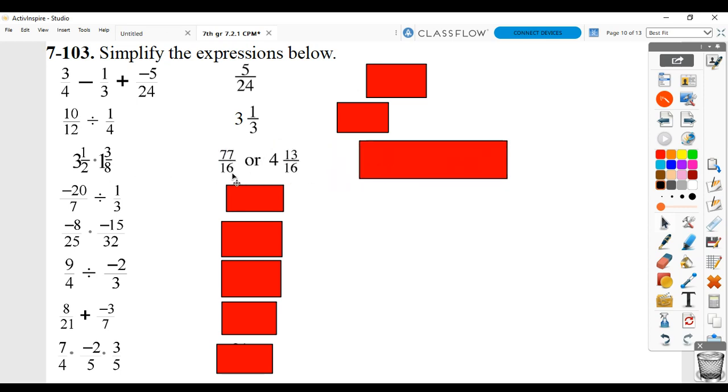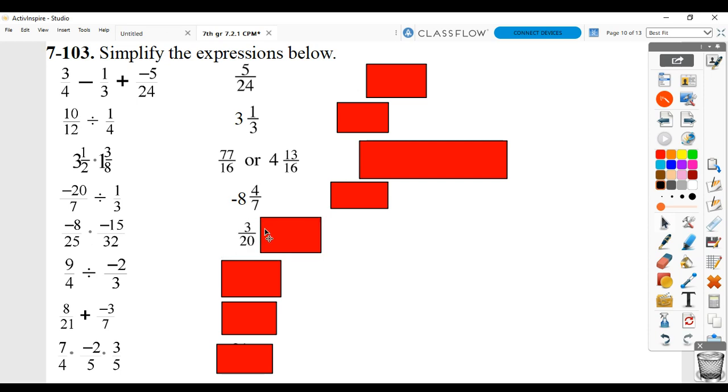You get 77/16, but of course that's improper. We need to change it to a mixed number. 4 13/16. Here I should see your keep, change, flip. You get -8 4/7. Here you just want to simplify. I would simplify before I multiply, make it easier in my opinion. You get 3/20.